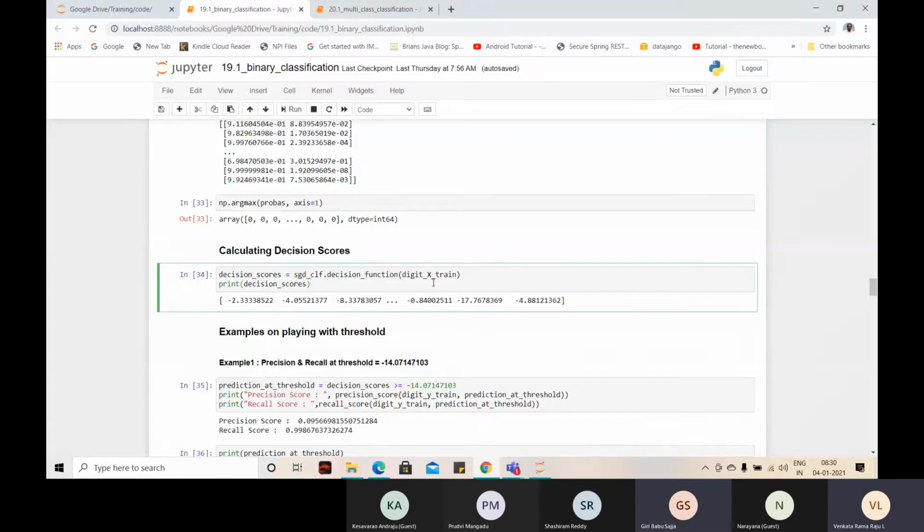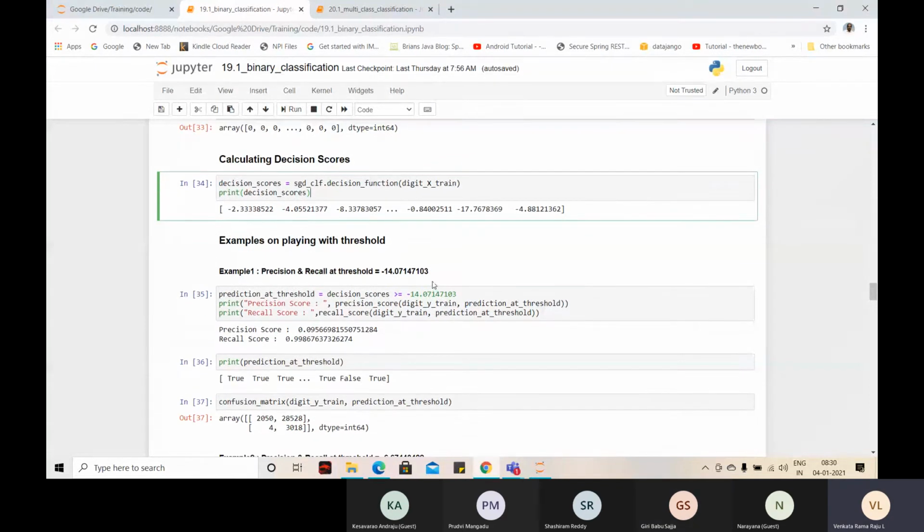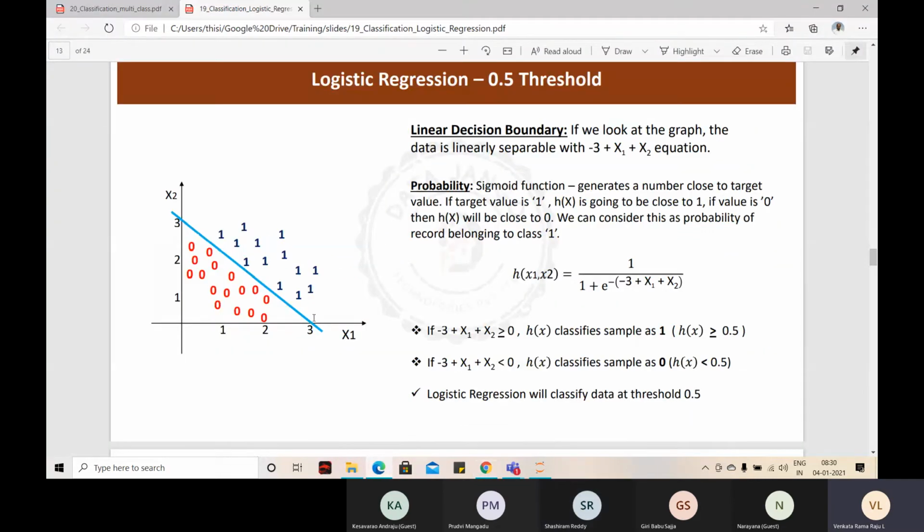Yeah, it's clear for me, sir. Yes, sir. It is based on the line. It is based on the equation. So definitely the record should fall on this side or that side. Sometimes it may fall on the line. That's when you get a positive value and negative value which are very close to zero.